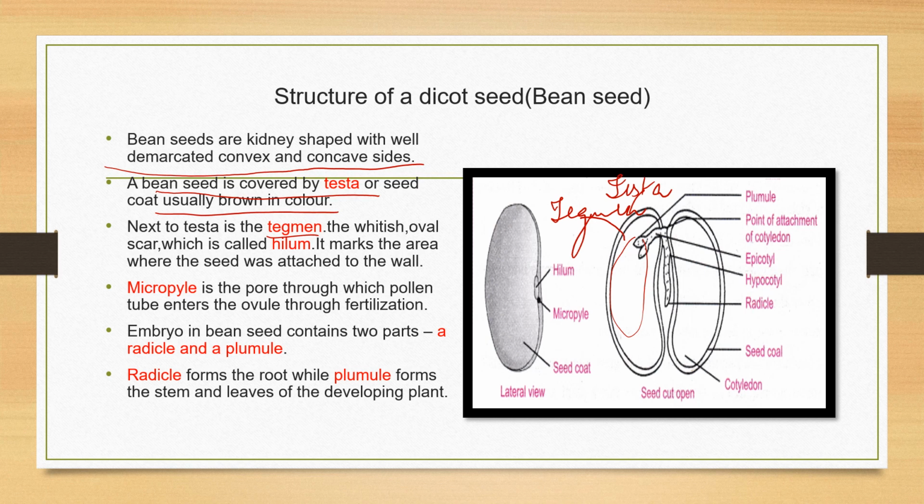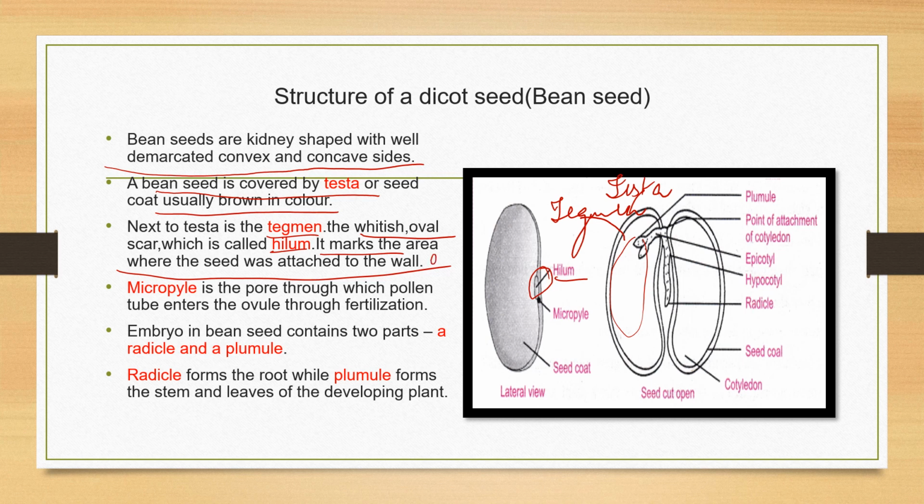Each seed has a unique seed coat which gives it a distinctive appearance. Lying next to the testa is the tegmen, a thin layer that also protects the inner part of the seed. Here you can see the hilum. What is the hilum? It is the area where the seed is attached to the wall of the ovary. When you take a bean seed in your hand, you will see a whitish oval scar mark on the concave side. This scar mark is the hilum, where the seed was attached to the ovary wall.